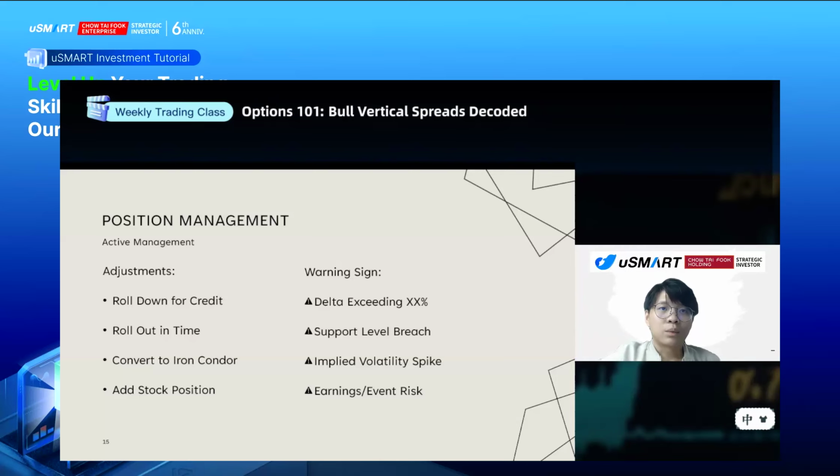And the third one is the implied volatility spike. If volatility increases, it means higher risk. And the last one is the earnings or event risk, because it's also related to the third point, whereby earnings and events will increase the volatility and hence increase the risk of your position.